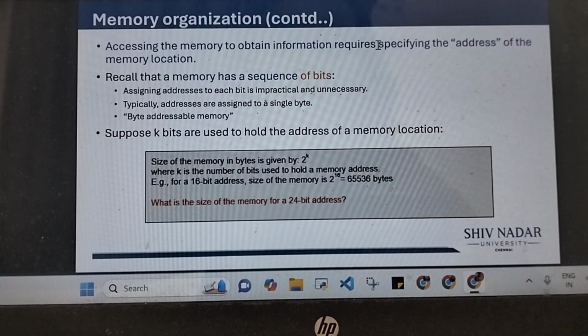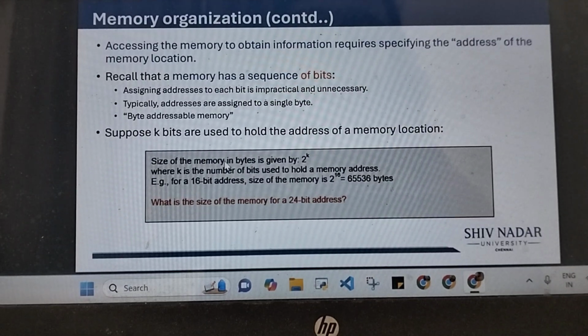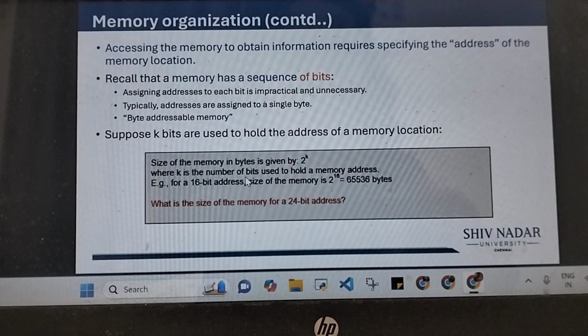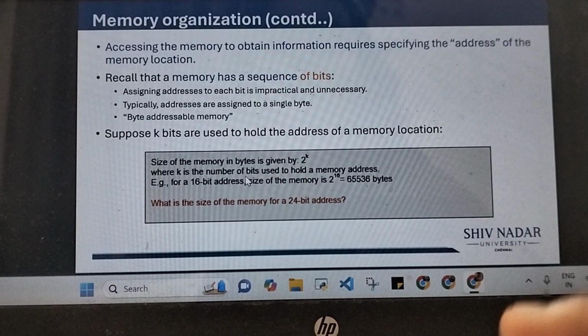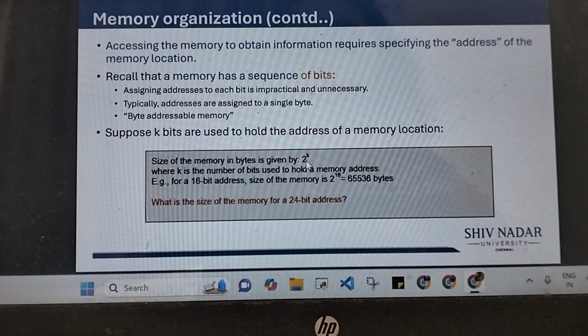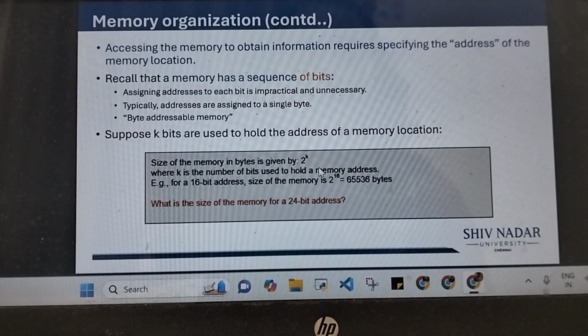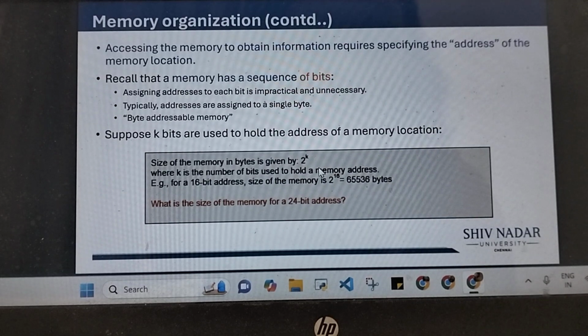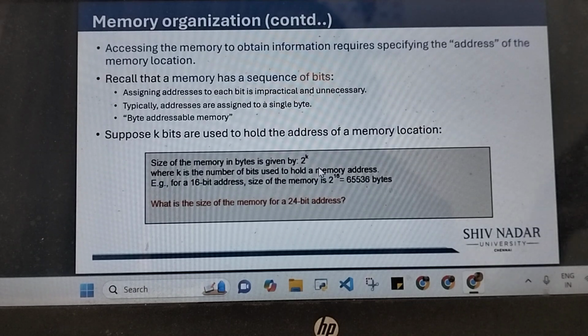So accessing the memory is done by specifying the address, and this is one point to be remembered: the size of the memory is given by 2 to the power k, where k is the number of bits used to hold a memory address. Here we have a big example, 16 bits, but we'll take a small example. Let's say you have 3 digits which you can fill with zeros or ones. The total possible combinations are 8, right? From 000, 001, so on up to 111. There are 8 possible combinations, and that is given by 2 power 3.